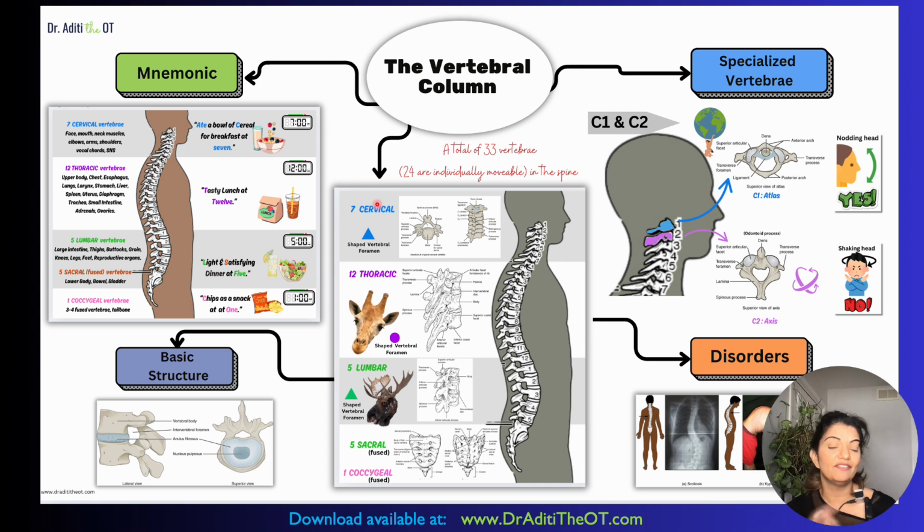Then of course we've got 5 sacral and coccygeal, and these are your fused vertebrae. The sacral forms the pelvic cavity, and the coccygeal, even though it's a remnant of evolution, a vestigial structure, which basically means it's left over, helps us with postural control in sitting. Okay, then we've got the basic structure of the vertebrae, and we also have disorders.